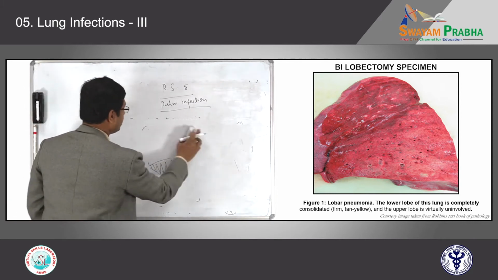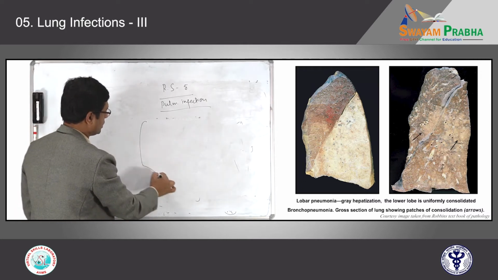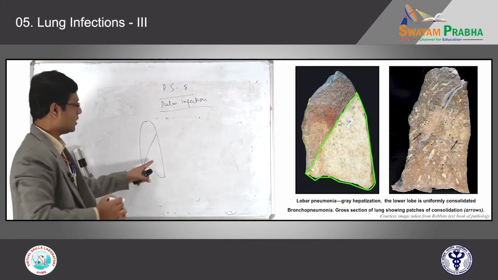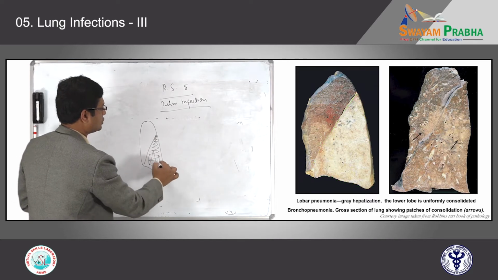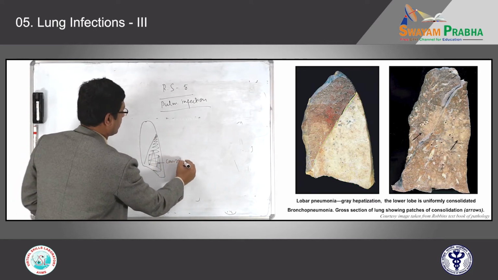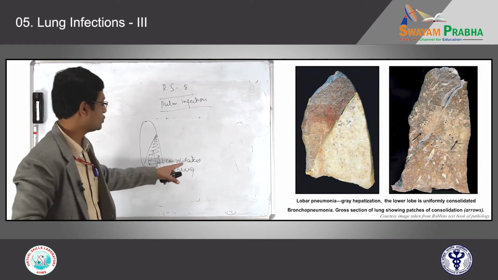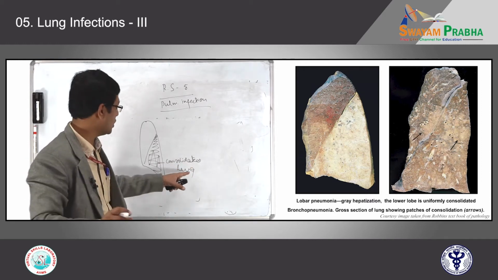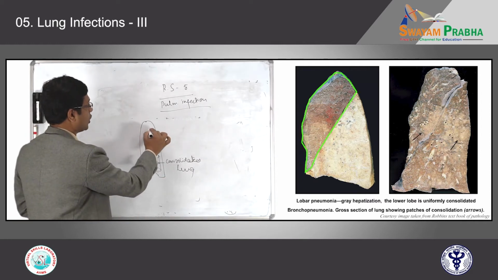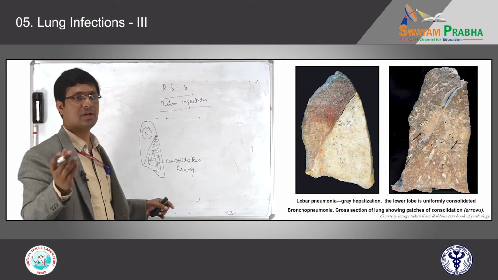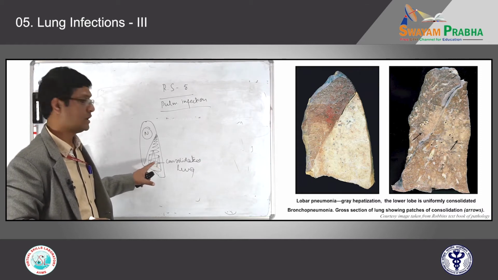Again we have two important pictures, book pictures. This is one complete section of the lung where one lobe is completely whitish in appearance. This is the consolidated lung. Consolidated means solidified lung. The normal sponginess is lost, and there is a gray white appearance. This is complete lobar pneumonia. The upper lobe is normal and spongy in appearance, so now you can see how a normal lung looks. This is the typical gross picture of lobar pneumonia.